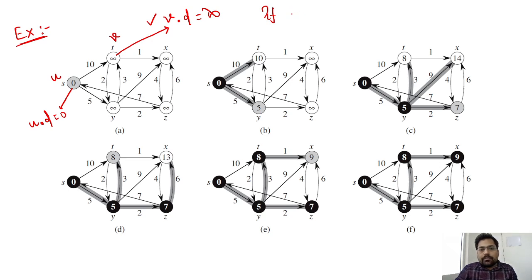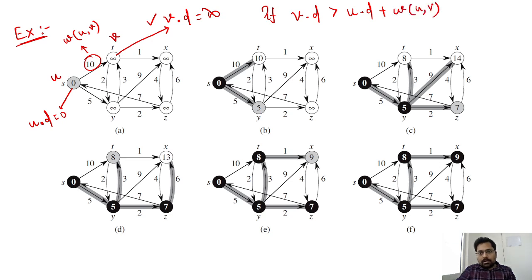If the distance v.d, the distance of this one, is greater than, and this part is the weight of (u, v). Okay. This is what we have to be considering. Next is the weight assigned to that edge. Clear? So in this case, you can say it is infinity. Infinity is greater than the distance 0 plus the 10. Clear now? Infinity is greater than 10.